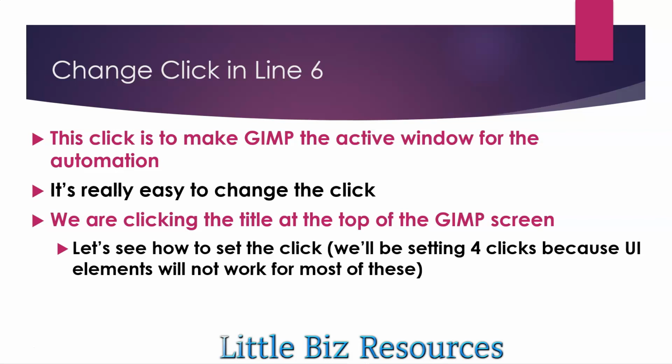This is super easy. We are clicking the title at the top of the GIMP screen. Okay, so let's see how to set the click. And we're going to be setting 4 clicks because UI elements, user interface elements, will not work for most of these. In fact, out of 4 clicks, it'll only work for one of them if you have the ability to do UI. I don't, because I have 2 screens. So we're just going to do it for all 4.